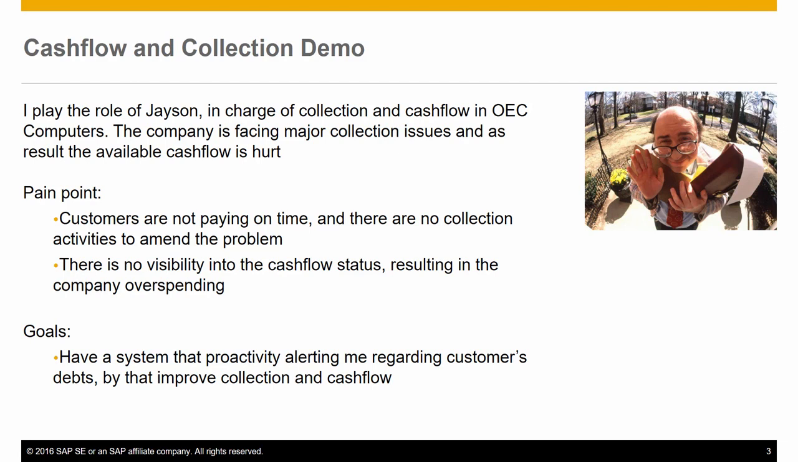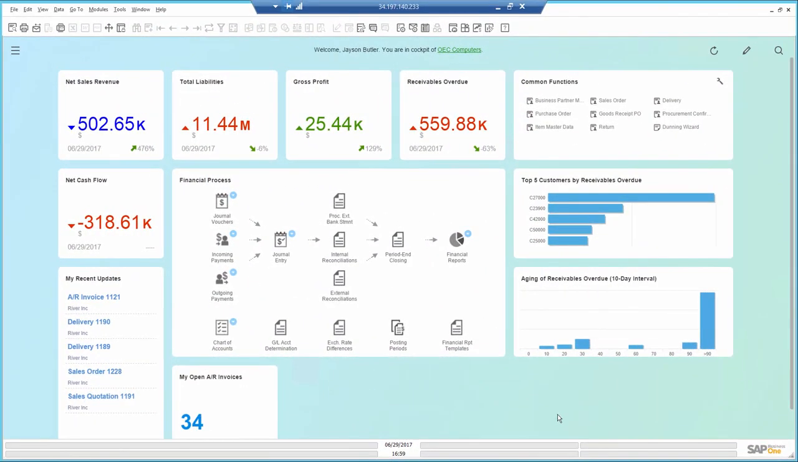The goal is to have a system that proactively alerts me regarding customers' debts, and by that improves collection and cash flow. When I log into SAP Business One, I set up the main screen called the cockpit with information around customers' open debts and cash flow. The overdue receivable amount is in the red zone. My goal is to get down to 250K, although I can see we reduced the amount by 63% since last month.